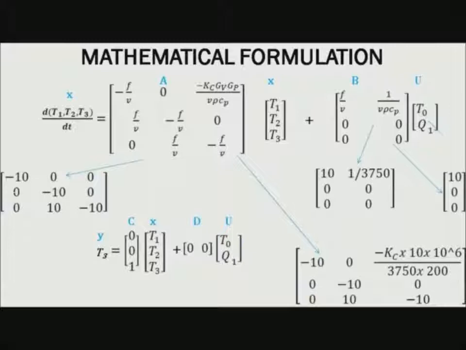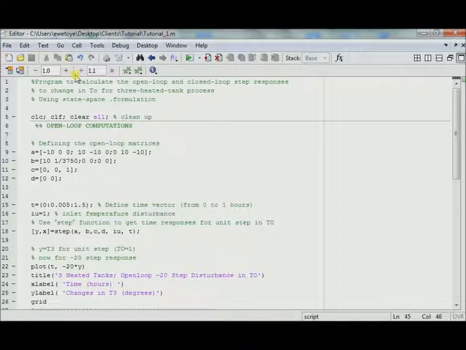The disturbance is a drop of inlet temperature T0 from 90°F to 70°F. Hence, we shall be writing code for a -20 step response at different controller gains. Here is the code for calculating the response. I have modified the code in several forms.